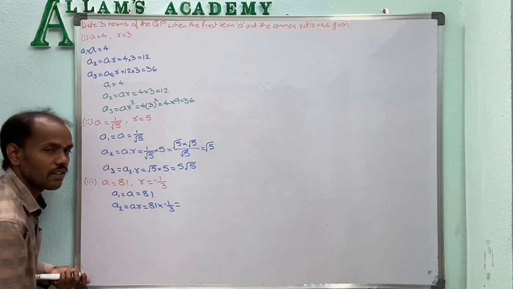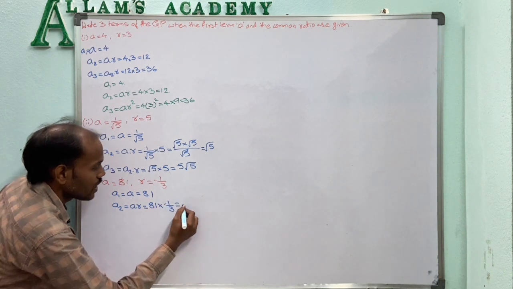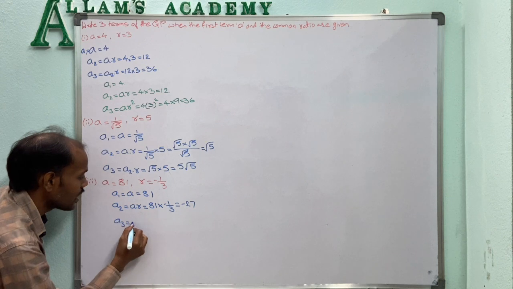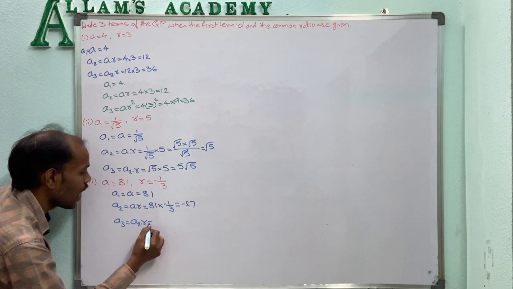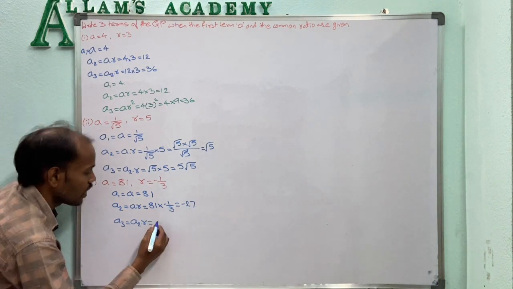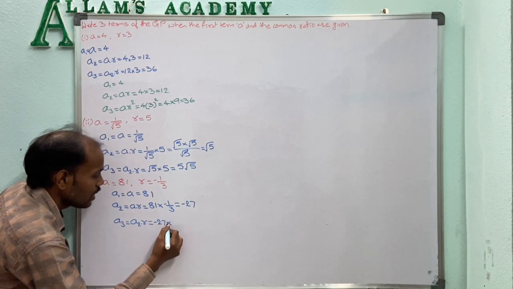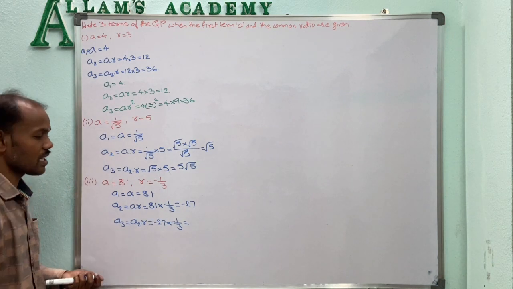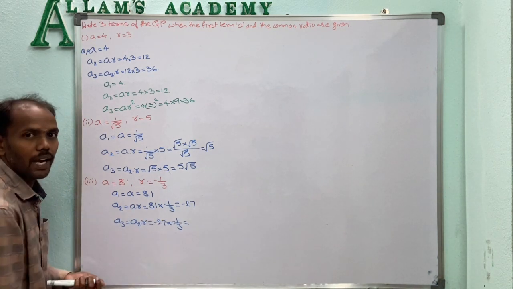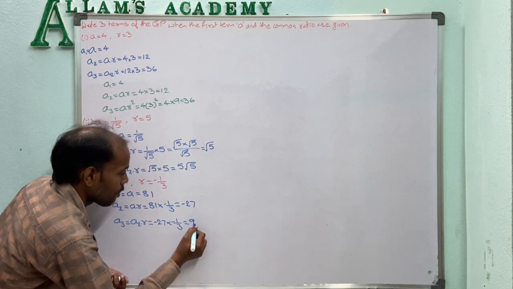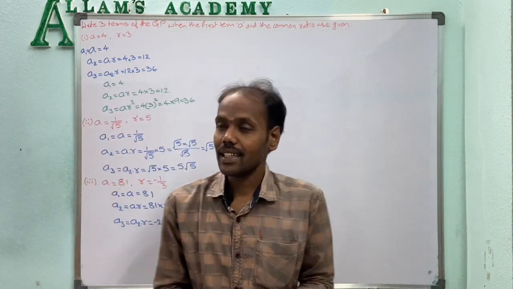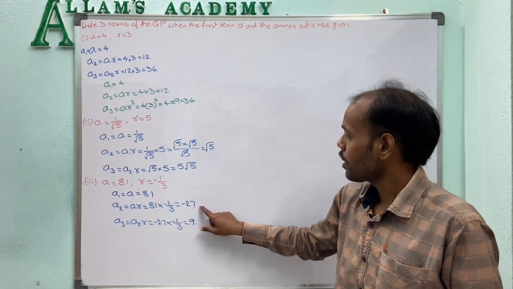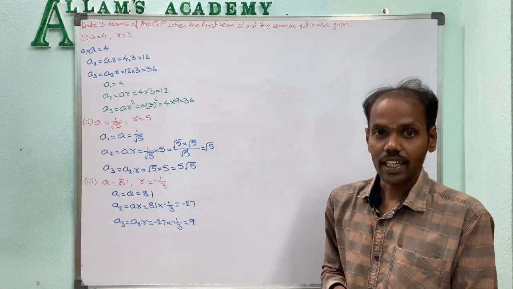So 3 27s are 81. So 27 into minus 1 is minus 27. The third term a3 is a2 into r, that is minus 27, the second term, into the common ratio minus 1 by 3. So 3 9s are 27. So minus 9 into minus 1 is plus 9. So the first three terms of this geometric progression are 81, minus 27 and 9.